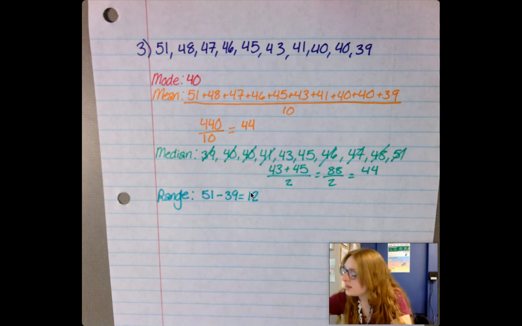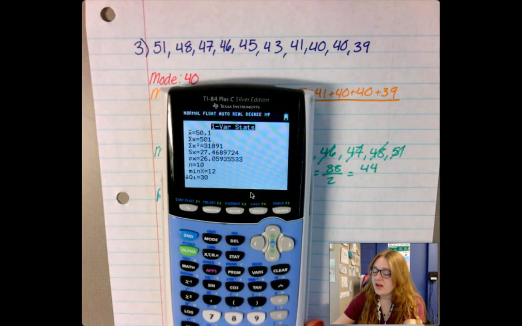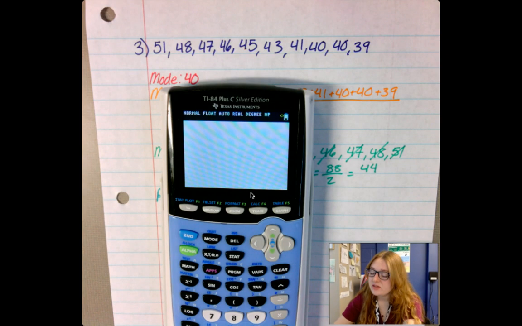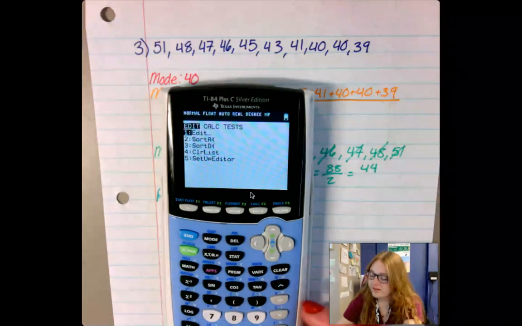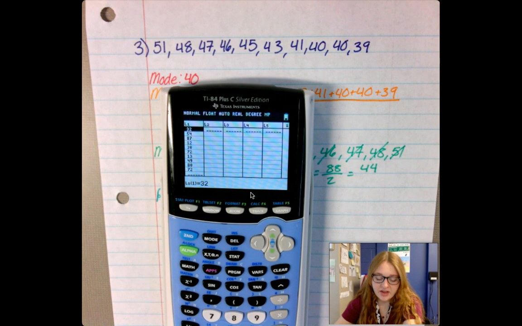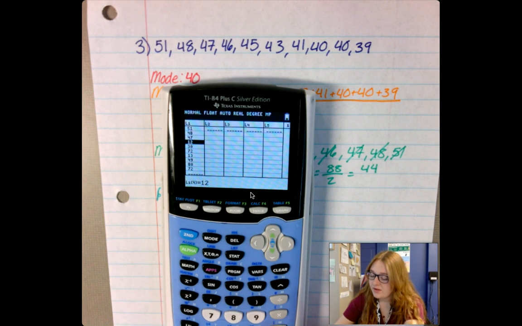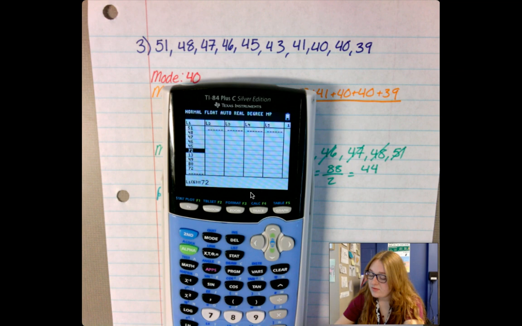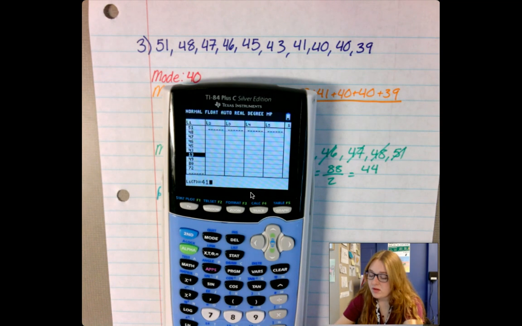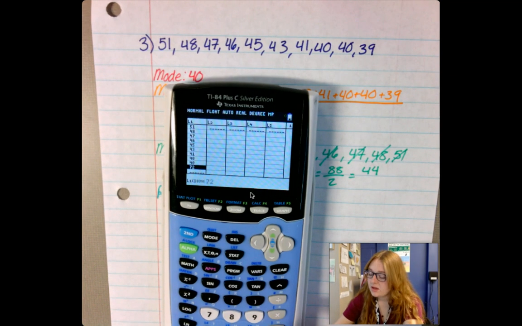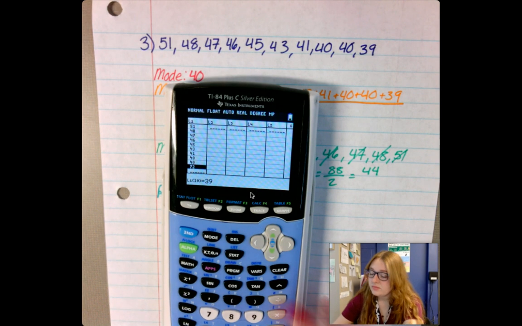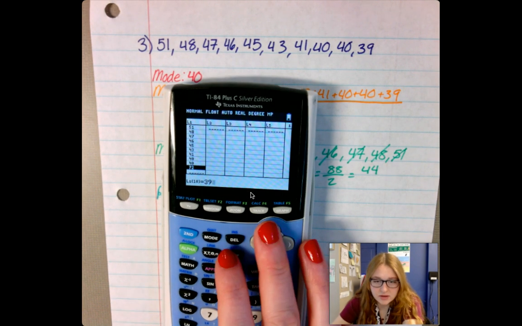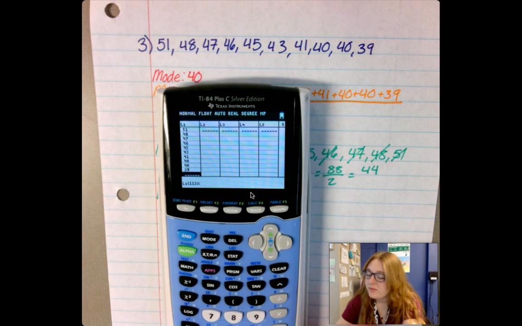All right, last thing, let's go ahead and find our standard deviation. So once again, I open up my calculator. I'll hit the clear button to clear my screen. I hit stat, edit. Let's type in our values. So we have 51, enter 48, 47, 46, 45, 43, 41, 40, 40, and 39. Oh, I missed one. Oh, I haven't hit enter. Never mind. There we go.